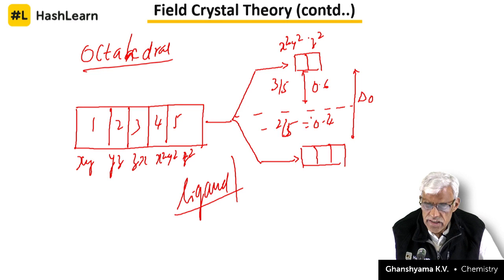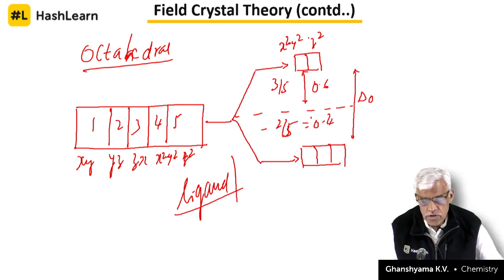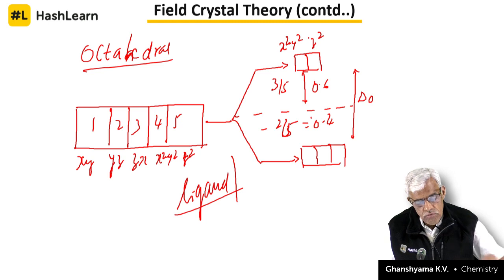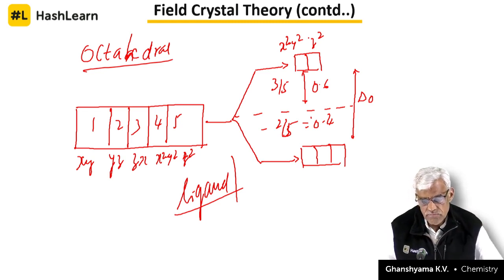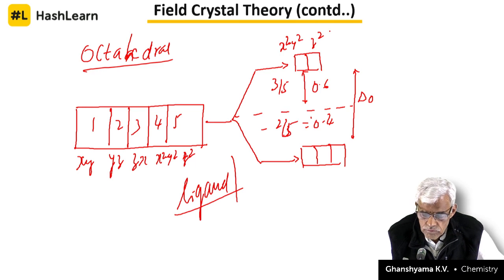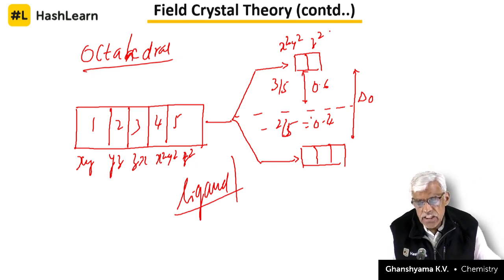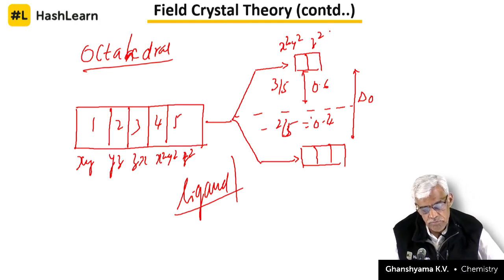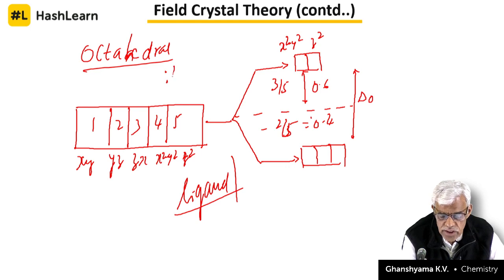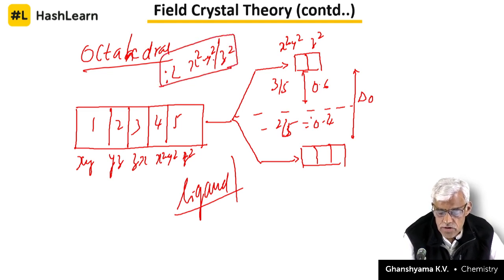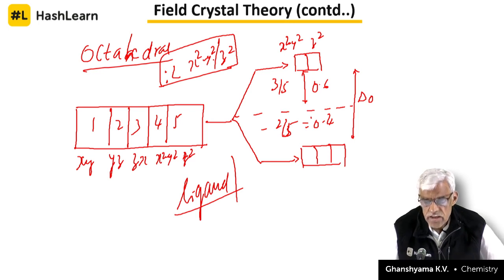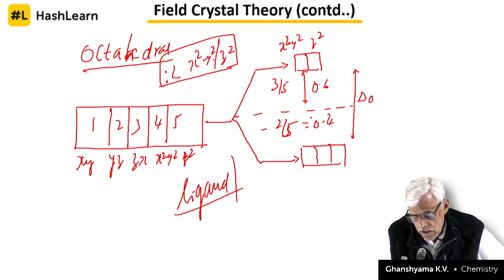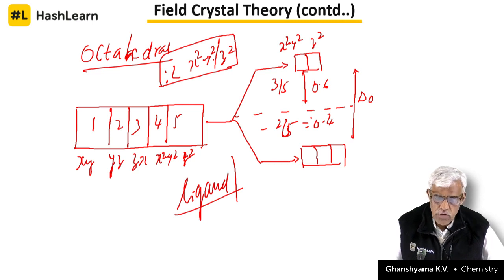Why will dx square minus y square and dz square have higher energy? Because when the ligand approaches, it comes along the same line as dx square minus y square and dz square. Therefore, there will be repulsion between the electrons of the ligand and those orbitals. Due to this repulsion, they are split to have the higher energy. Okay, fine.